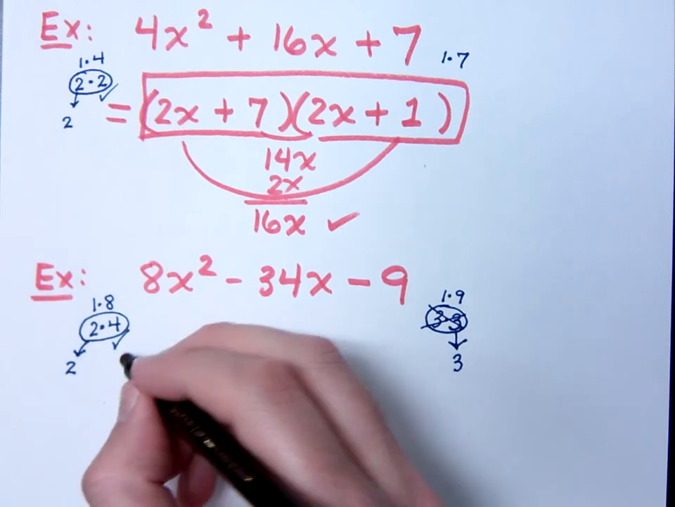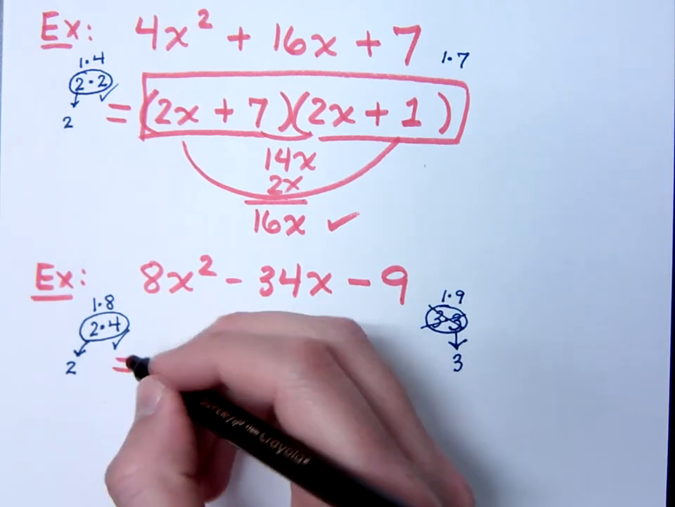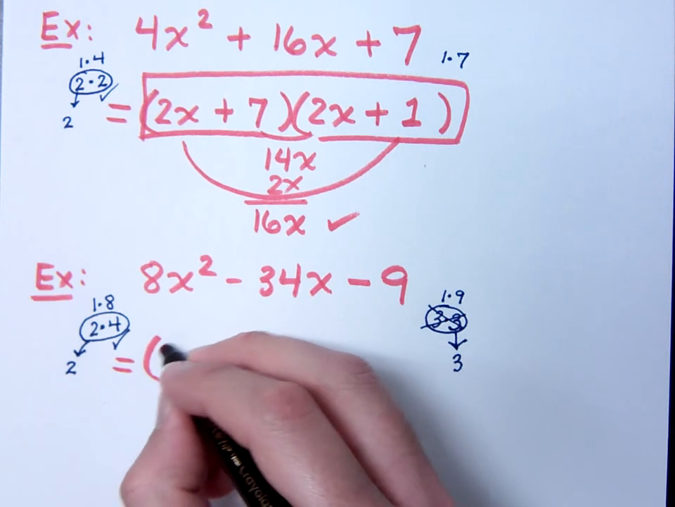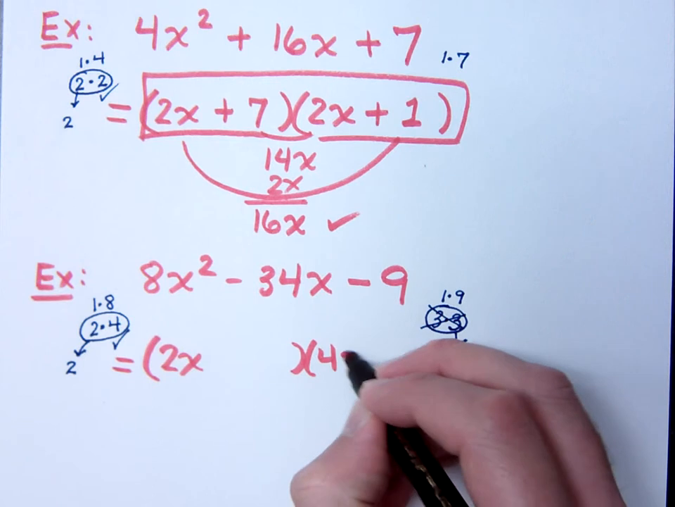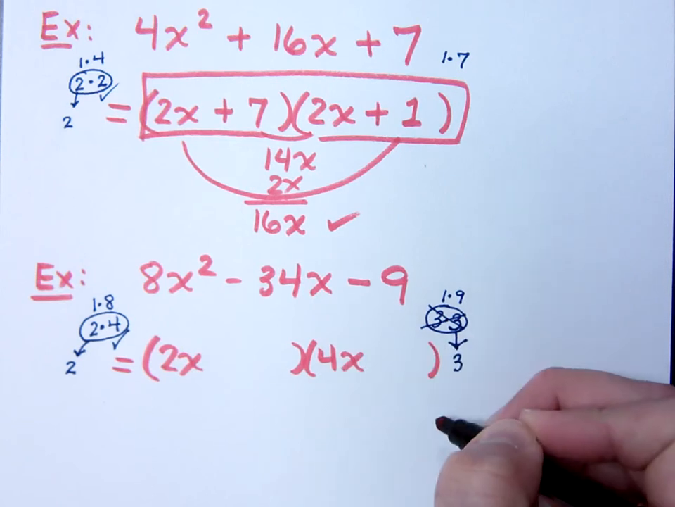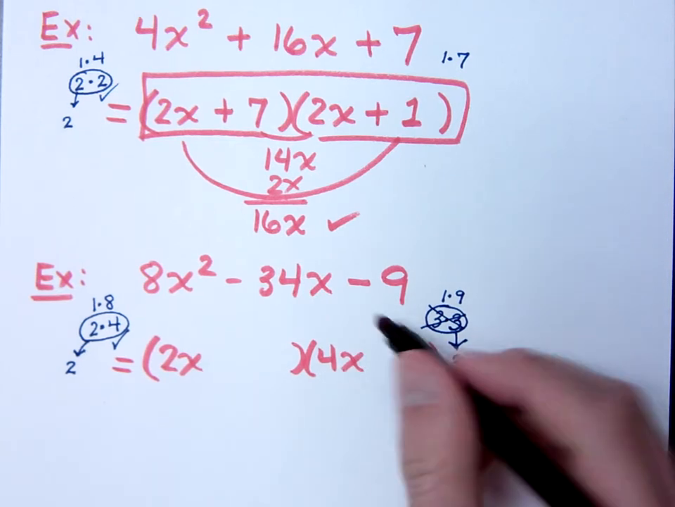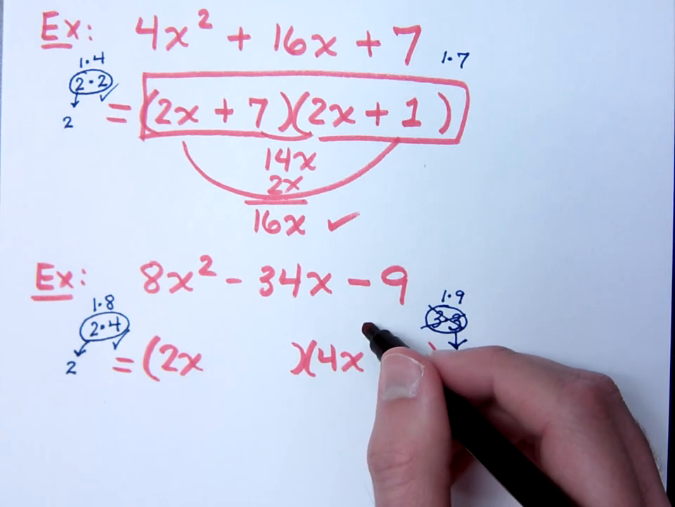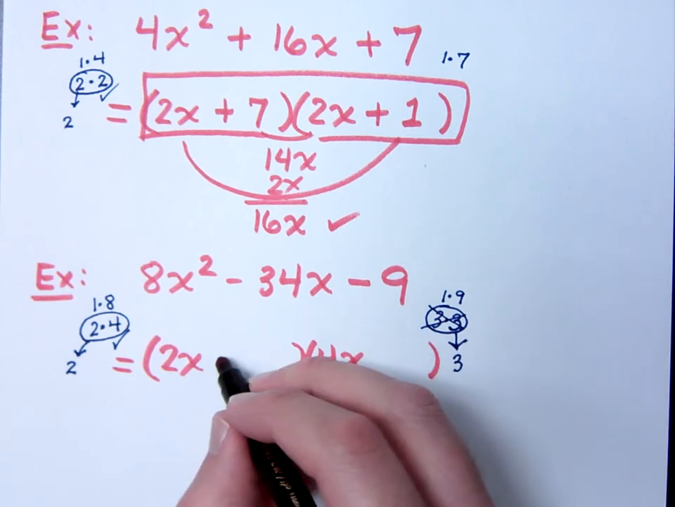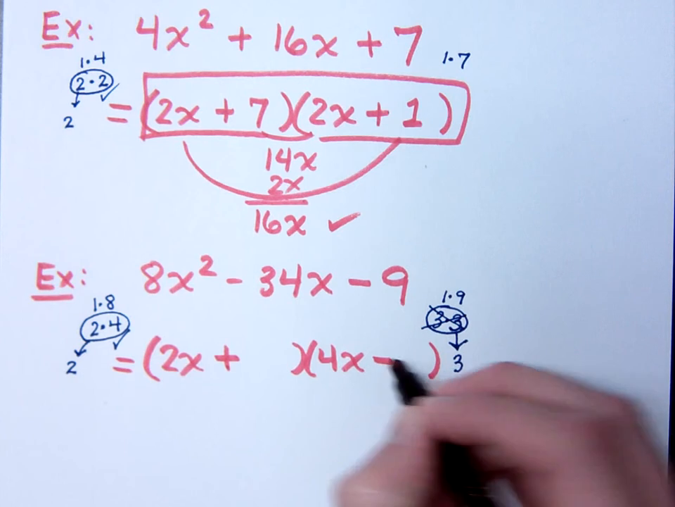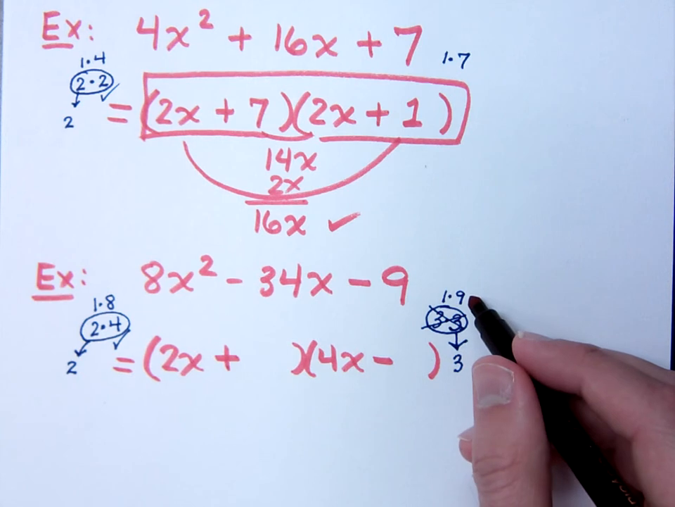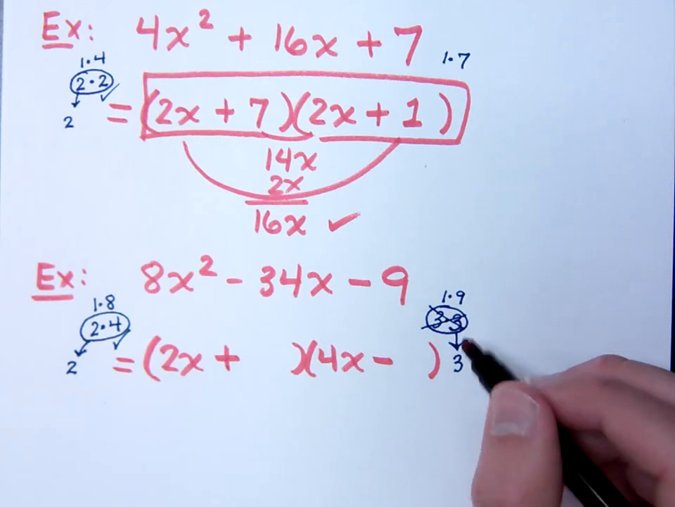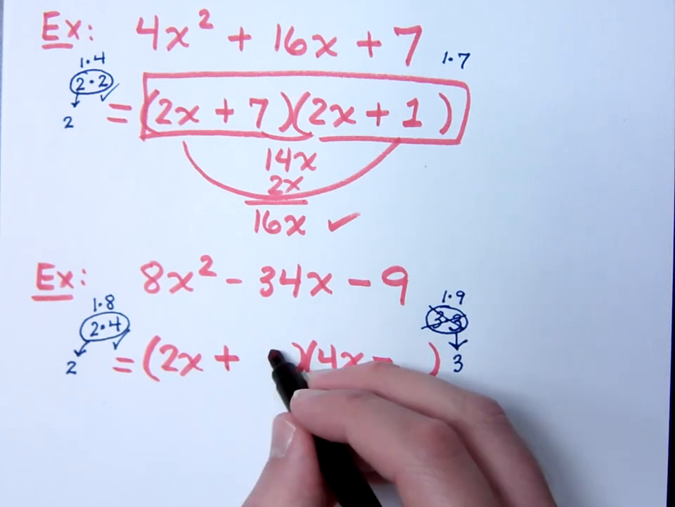So we're going to use 2x and 4x. Do you all agree? Now, I have a negative 9, so what do I know about the signs? One's positive and one's negative. Now, I can't use the 3 and the 3, right? We already said that's wrong. I've got to use 1 and 9. Do you want to put the 9 here?